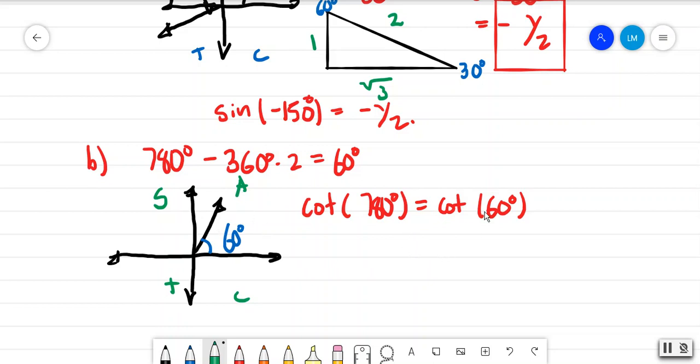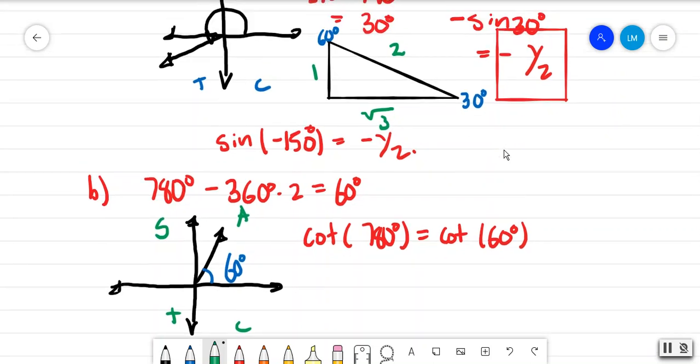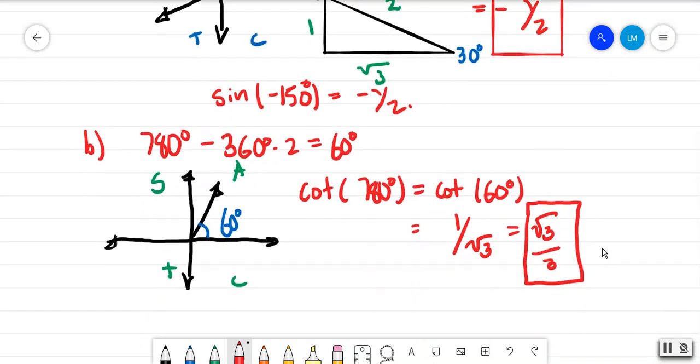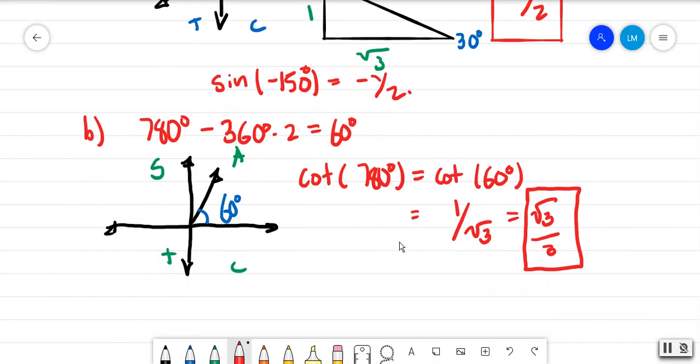So now you go back to cotangent of 60. Cotangent of 60 is adjacent over opposite. According to the triangle that I'm looking at right here, that's adjacent over opposite, which is 1 over root 3, which is the same thing as root 3 over 3. So the answer is root 3 over 3 for 780.